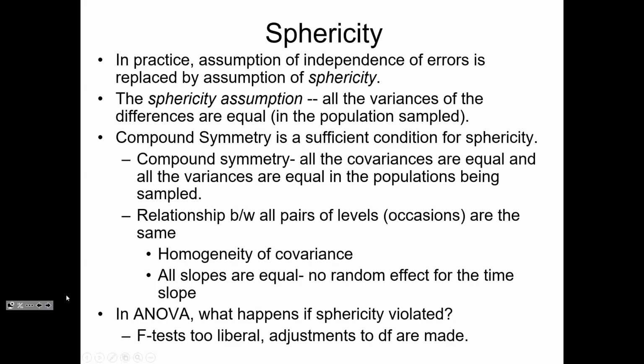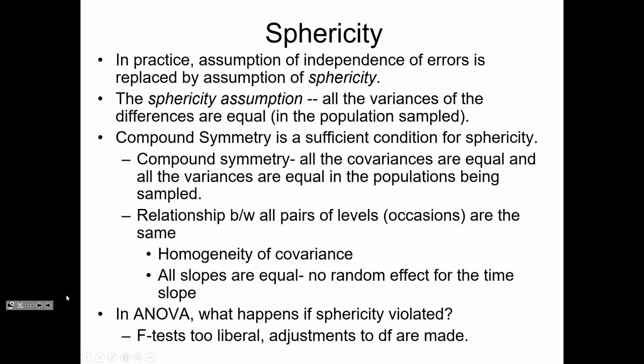So how many people have heard of sphericity? Is this something you talked about in stats class? Yeah. Okay. So the sphericity assumption comes up a lot in standard repeated measures ANOVA. It means that the variances of the differences are equal. So if you meet the sphericity assumption, it means if you take the difference between time 1 and time 2, what's the variance of that difference? Time 2 and time 3, what's the variance of that difference? And all those variances of the differences would be equal.